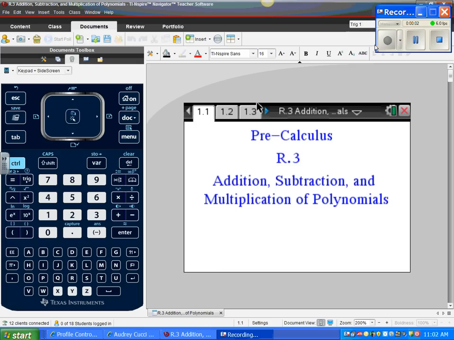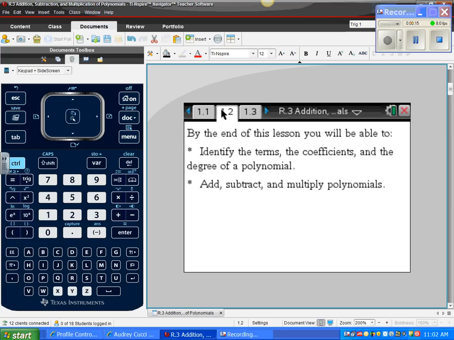Okay, so what we're going to be talking about today is the addition, subtraction, and multiplication of polynomials and some general rules that you guys should already know, but it's just going to be a bit of a refresher. So again, it's review. We're going to move relatively quickly through this. By the end of the lesson, you should be able to identify the terms, the coefficients, and the degree of a polynomial. You should be able to add, subtract, and multiply polynomials as well.